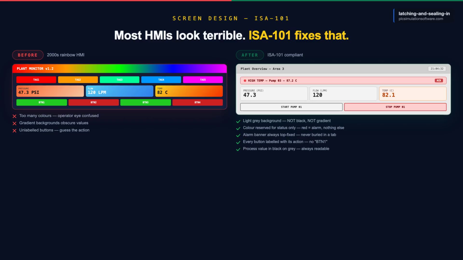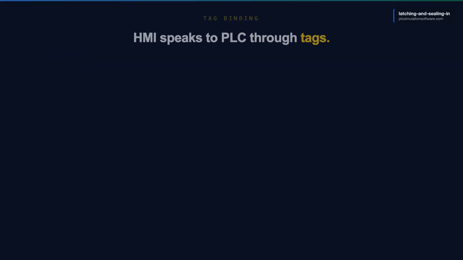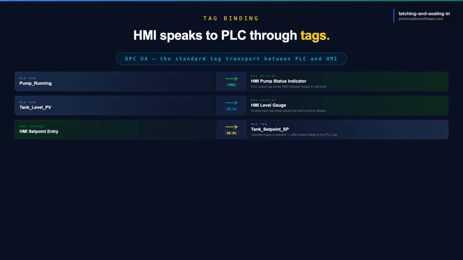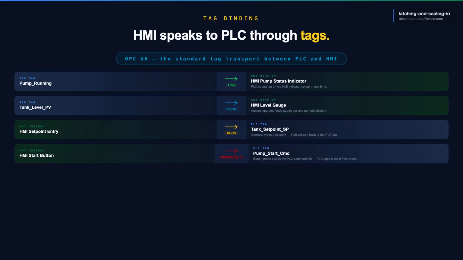Tag binding is what connects the HMI to the PLC. The HMI reads PLC tags and displays them as graphics, gauges, and numbers. It writes operator inputs back to PLC tags as setpoint changes or command bits. The connection in 2026 is usually OPC UA, the modern, cross-vendor protocol that replaced the older OPC Classic plus various proprietary links. Some platforms still support direct EtherNet/IP, Modbus TCP, or vendor-specific drivers.